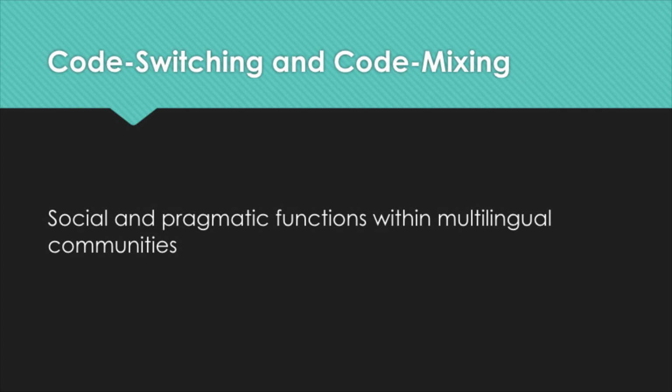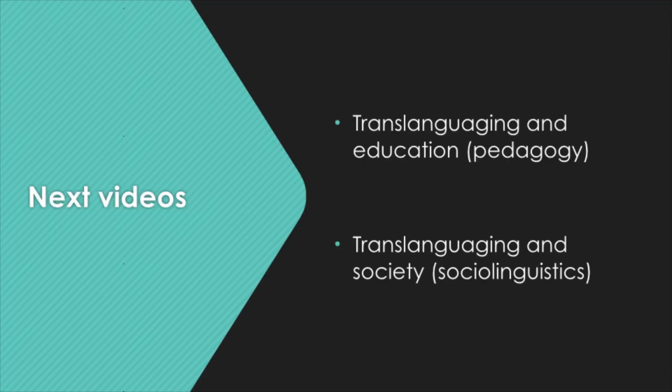Translanguaging involves practices like code switching and code mixing, which have long been topics of interest in sociolinguistics. These phenomena are seen as an integral aspect of translanguaging, and sociolinguists study them to understand the social and pragmatic function within multilingual communities.